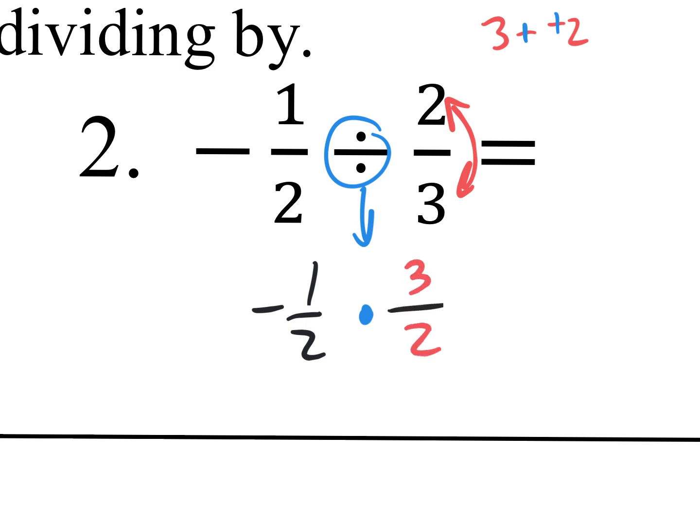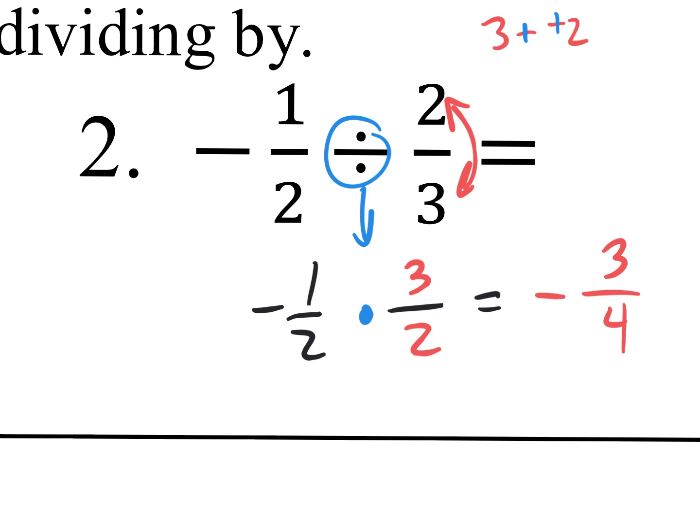And now you could worry about canceling things out. Does anything cancel out or reduce right here? No, nothing reduces. So we have to multiply top with the top, bottom with the bottom. Now we do know that a negative times a positive is what? A negative, okay? And the answer will be what? 3 over 4. Because 1 times 3 is 3. 2 times 2 is 4. And of course, a negative times a positive is a negative.